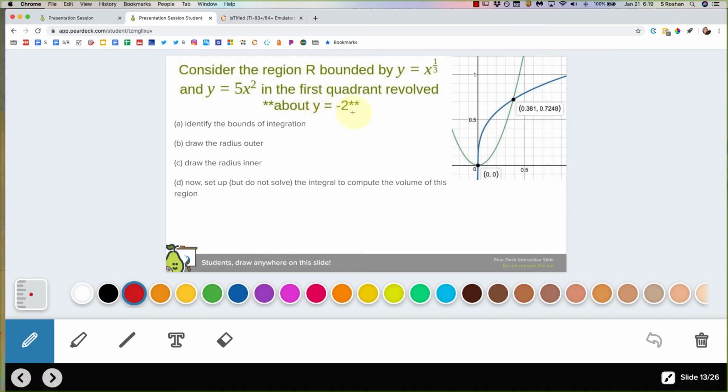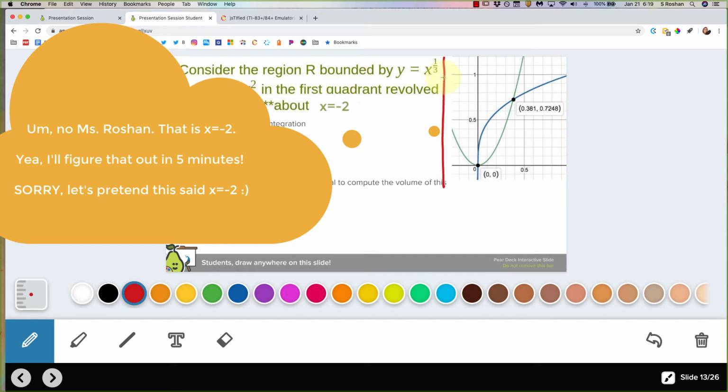Now we're revolving around y equals -2. Y equals -2 is going to be somewhere over here. So now we're doing dy slices. We're going this way, right? So now our bounds of integration are going to be from here up to the y, which is that 0.7248.